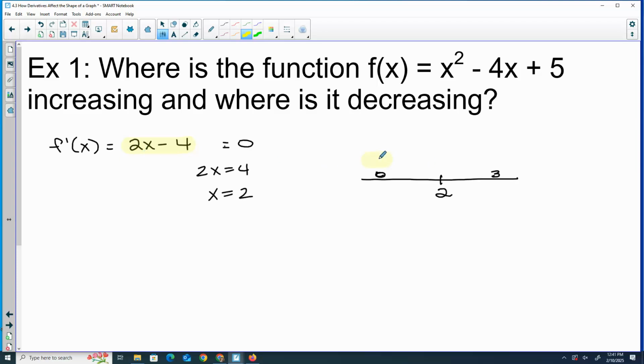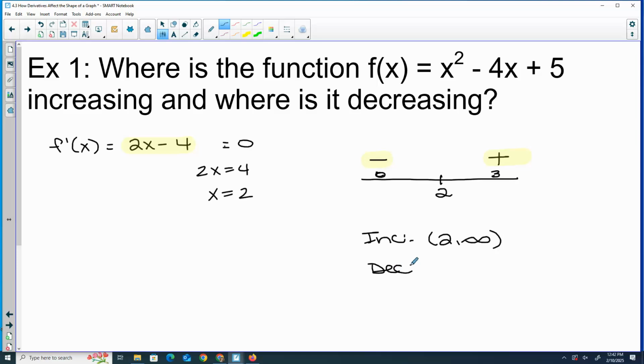So if I put in a 0, do we get a positive or a negative answer? Negative. So that means we will get negatives for everything smaller than 2. If I put in a 3, I get a positive. So every number bigger than 2 is going to give me positives. So where is this graph increasing? We'll just write interval notation from 2 to infinity.